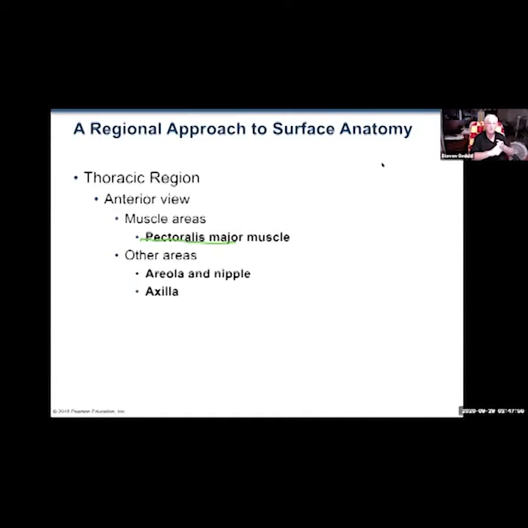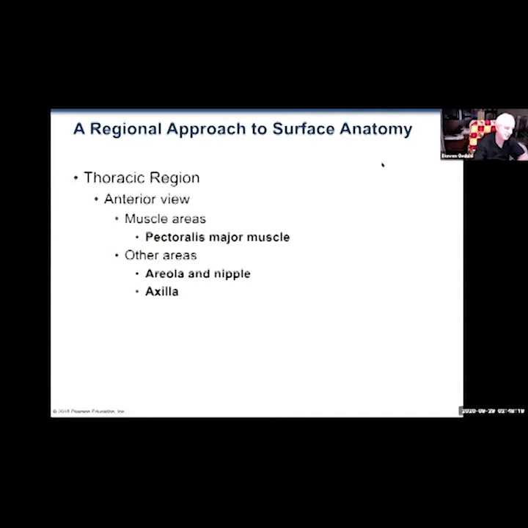So the deltoid muscle is abduction of the arm. The pectoralis major muscle is adduction of the arm. You'll see that a lot in your nursing exams between abduction and adduction. Those are two major muscles that do it. There are other accessory muscles, but those are the major ones. And other areas are the areola and the nipple, and then the axilla or your armpit.